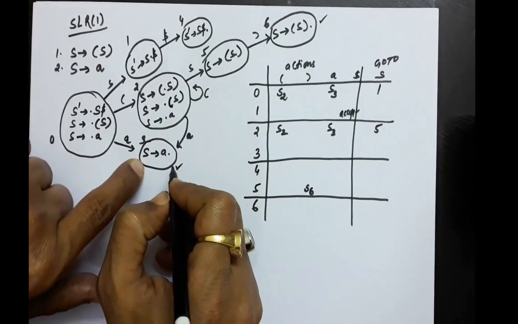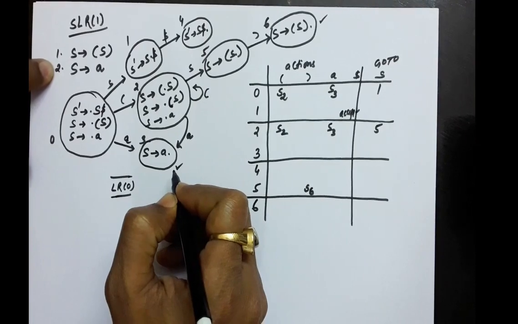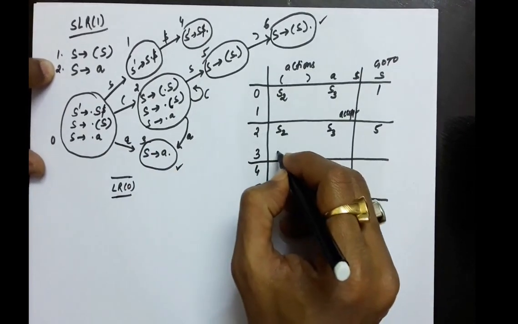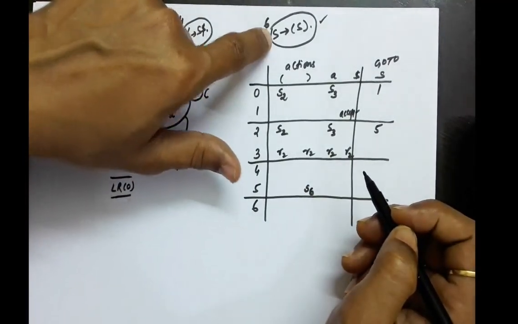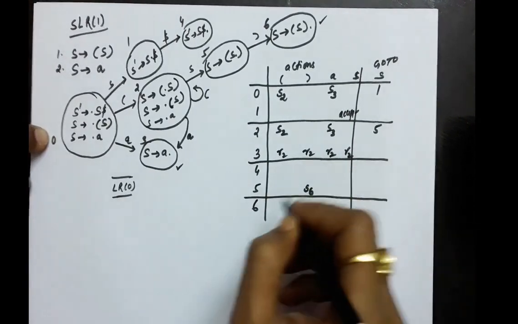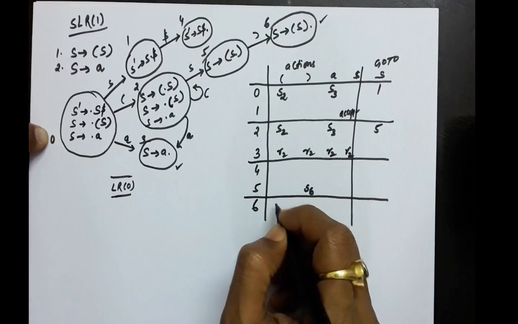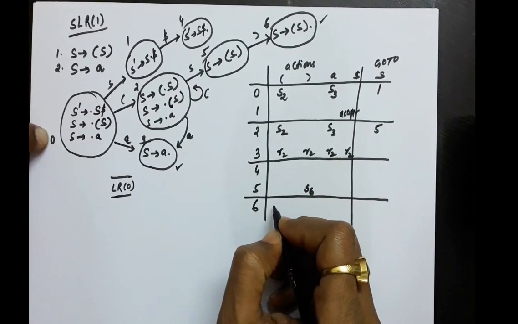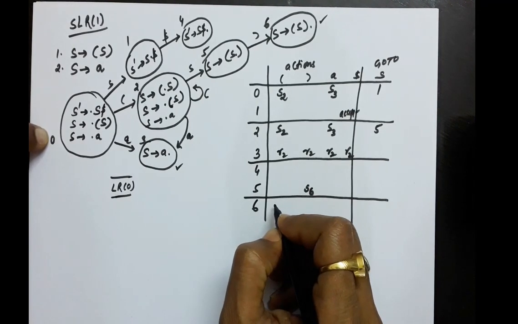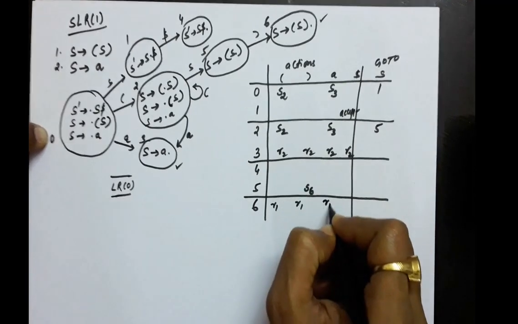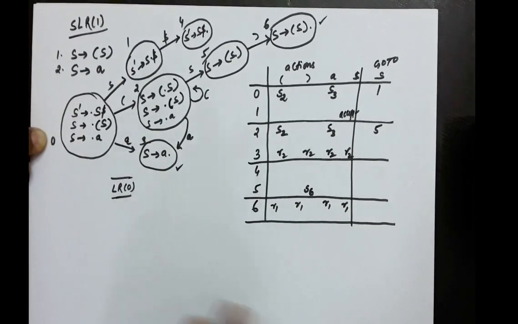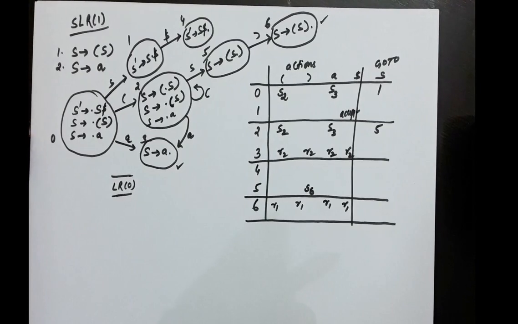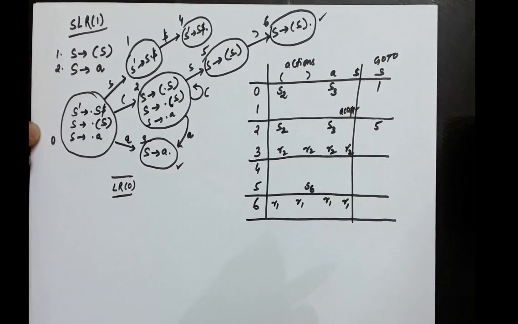So in 3, S produces a, that will be R2 because this is the second production. So in 3 we'll be writing R2 at every entry. Okay, and in 6 this is the first production, so we'll be writing R1 in the sixth state, at every entry. Okay, so this is the LR0 parsing table, and in case we have to make the SLR1 parsing table, the shift items will remain the same, but the only changes will be with the reduction items.